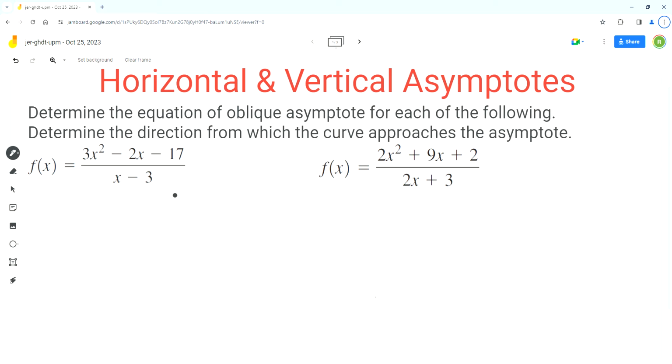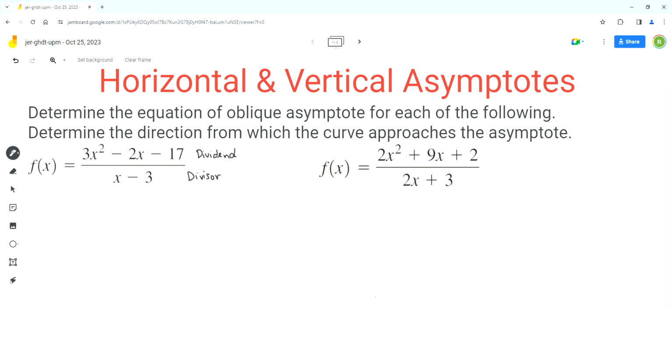To find the oblique asymptote, we'll have to do the polynomial division for this rational function. We have to divide the numerator, which is called the dividend, by the denominator, which is called the divisor. Now there are two ways to do polynomial division. We can either do long division or synthetic division. For this rational function, we can do synthetic division.